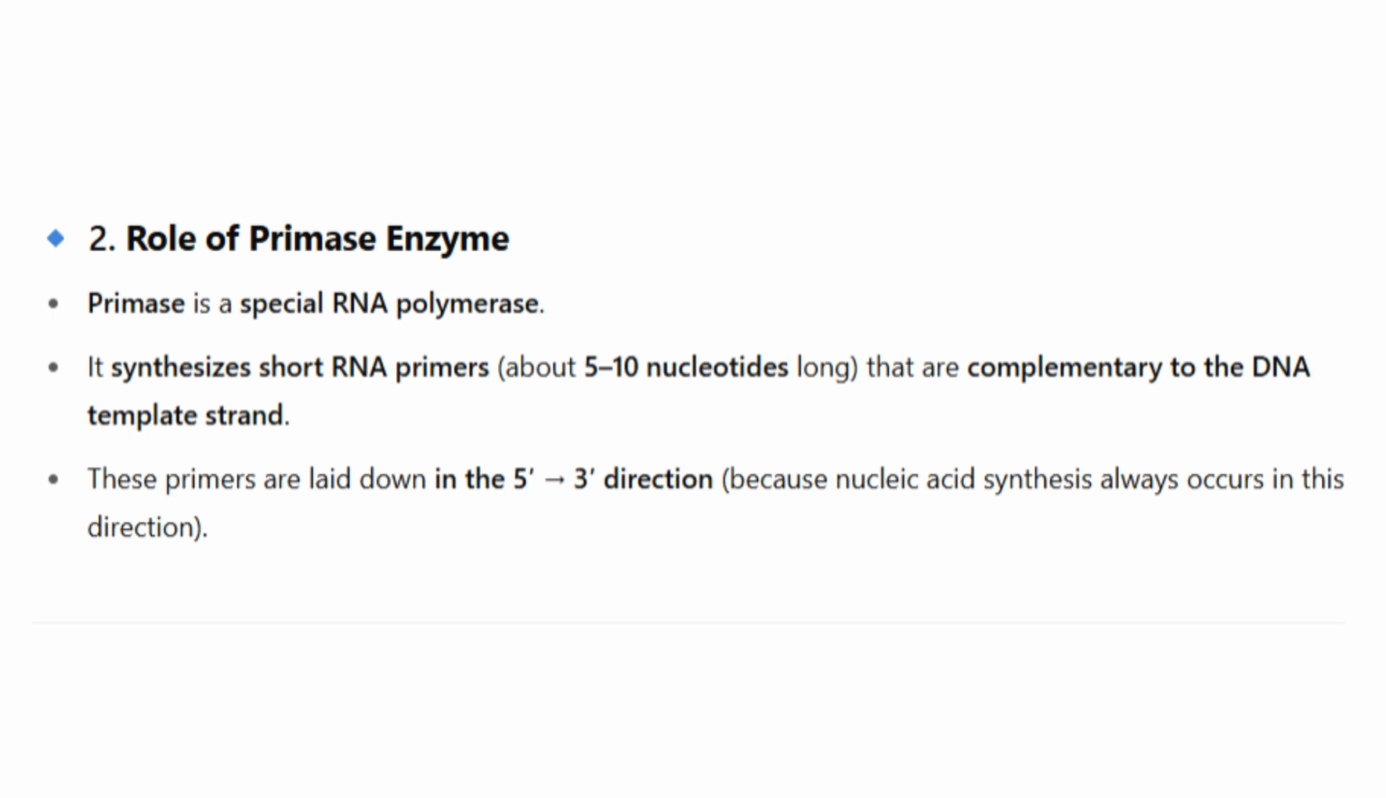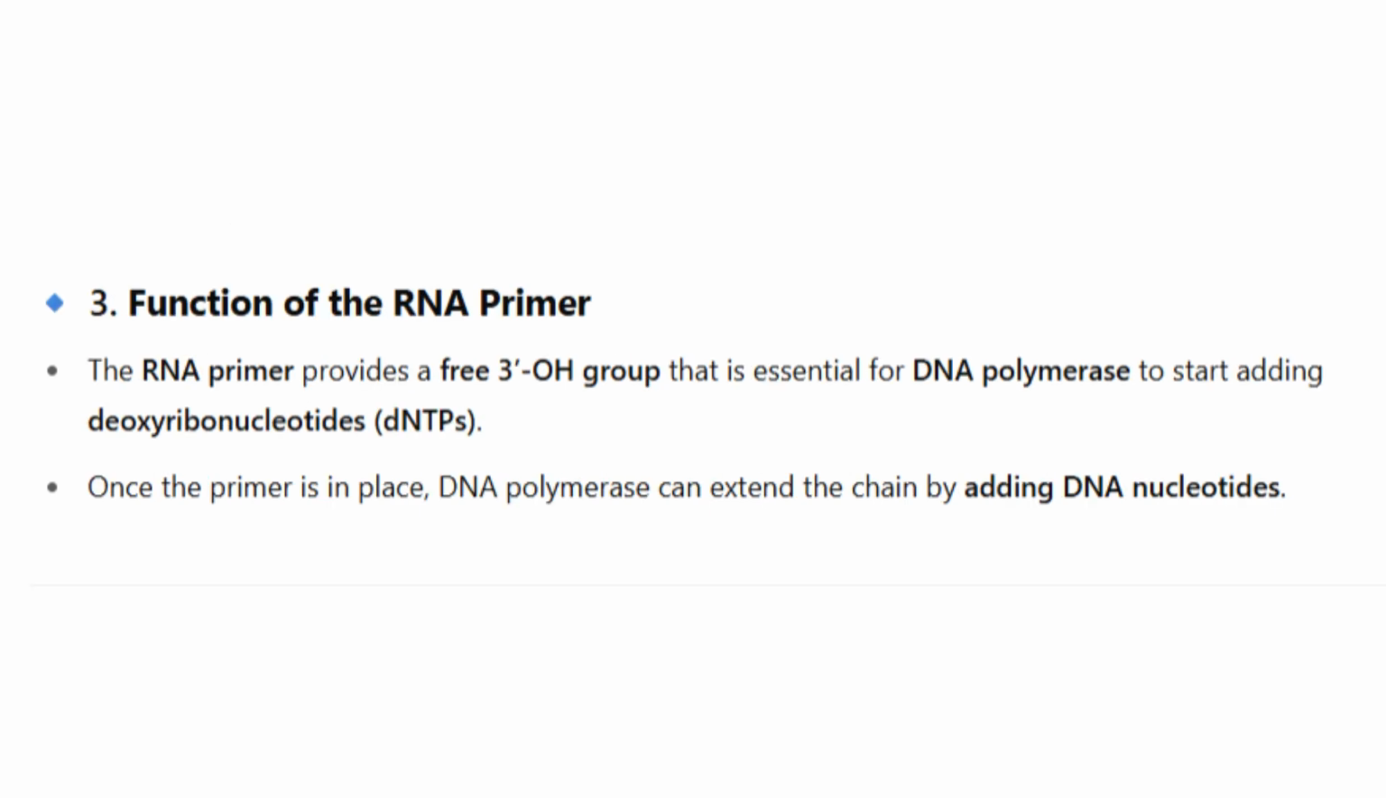Primase is a special RNA polymerase. It synthesizes short RNA primers, about 5 to 10 nucleotides long, that are complementary to the DNA template strand. These primers are laid down in the 5' to 3' direction, because nucleic acid synthesis always occurs in this direction. 3. Function of the RNA primer. The RNA primer provides a free 3'-OH group that is essential for DNA polymerase to start adding deoxyribonucleotides, dNTPs. Once the primer is in place, DNA polymerase can extend the chain by adding DNA nucleotides.